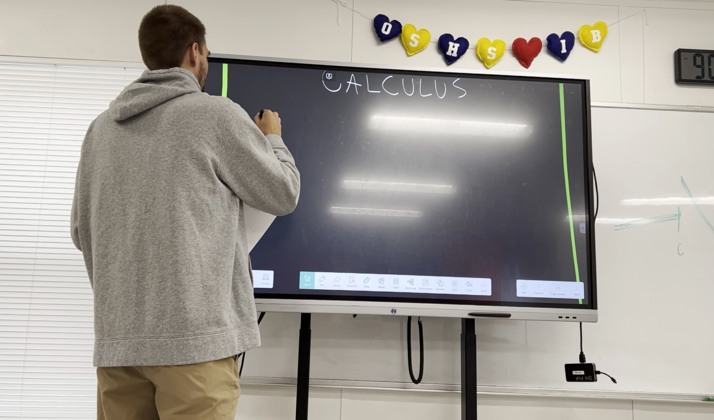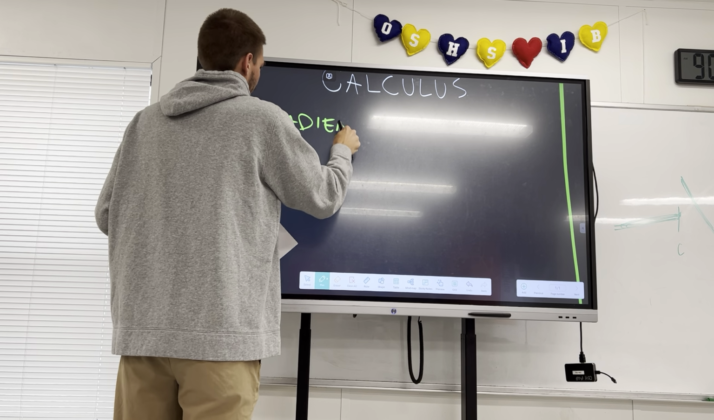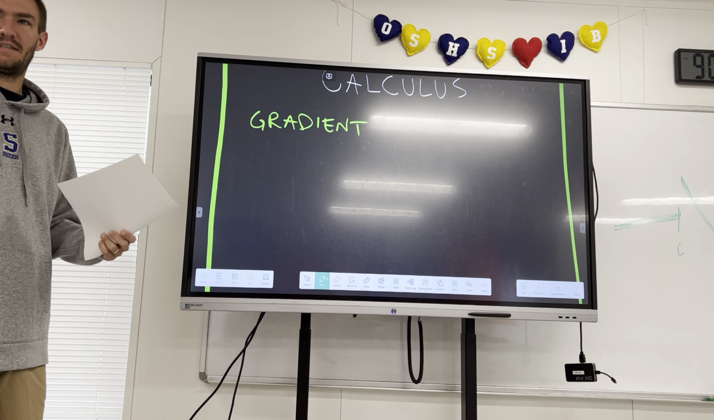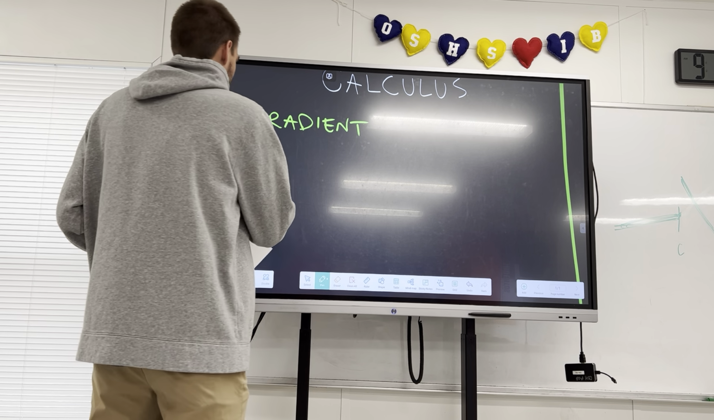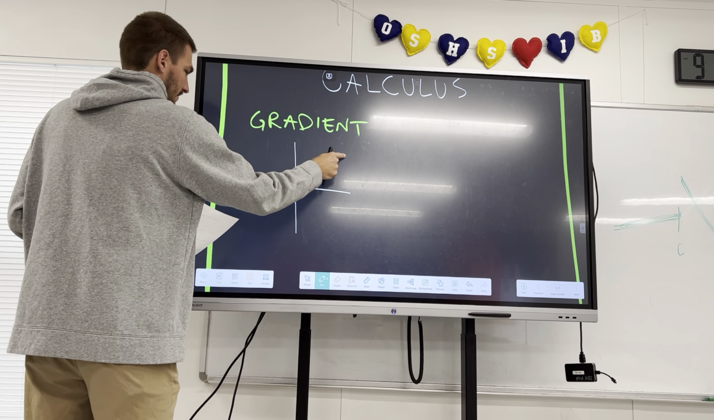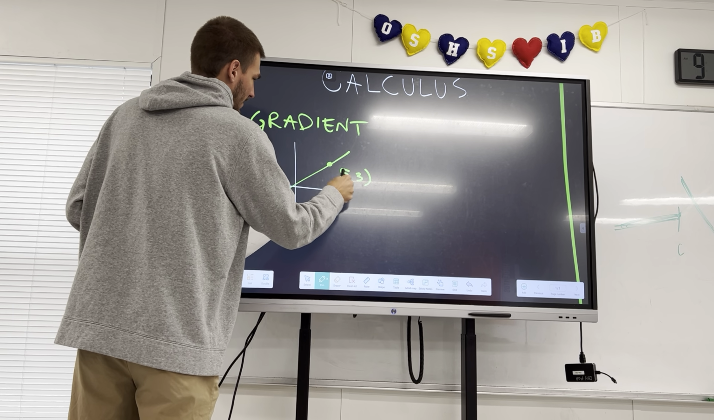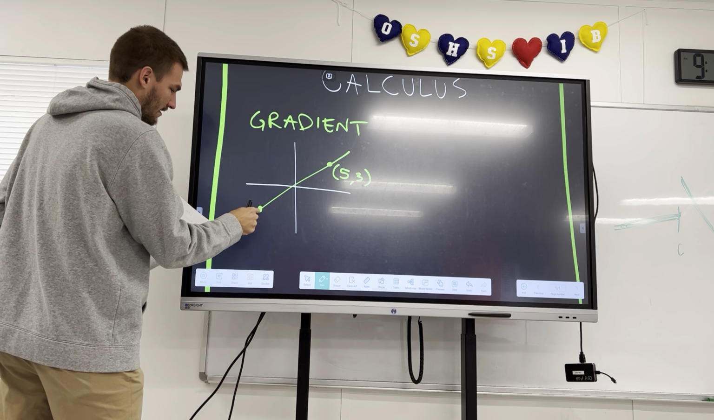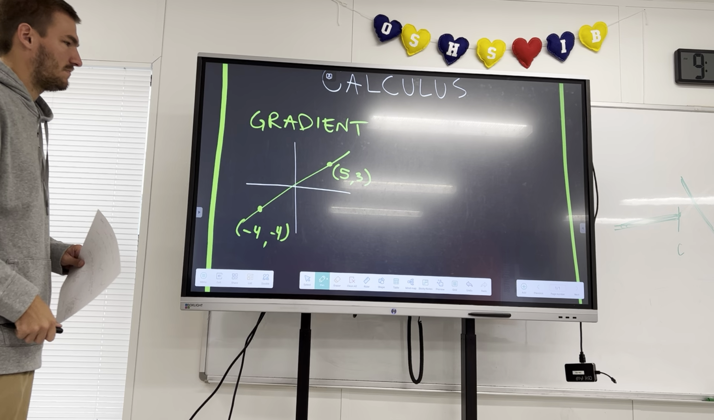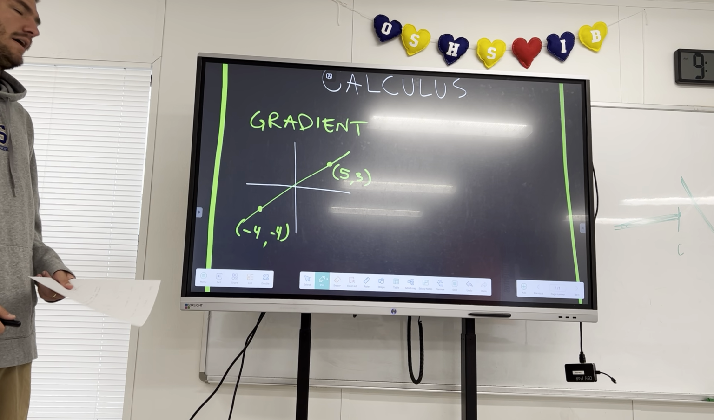So first question is gradient, which the poor people call slope. You guys know what gradient is? Yes. Okay, sounds good. So if we have a line that looks like this, and we have a point at maybe 5, 3, and we have a point at maybe -4, -4. Do you know how to find the gradient of this line? Yes. So how do you find it?